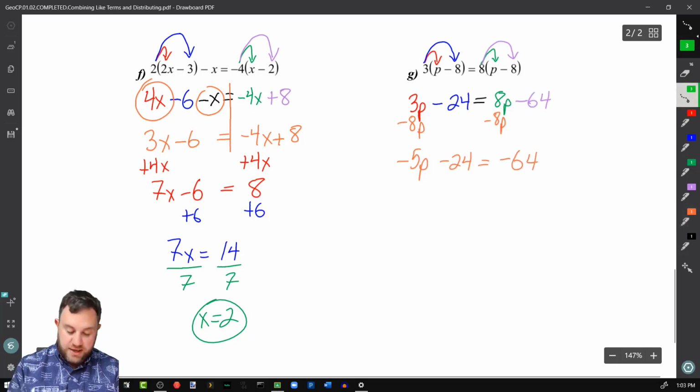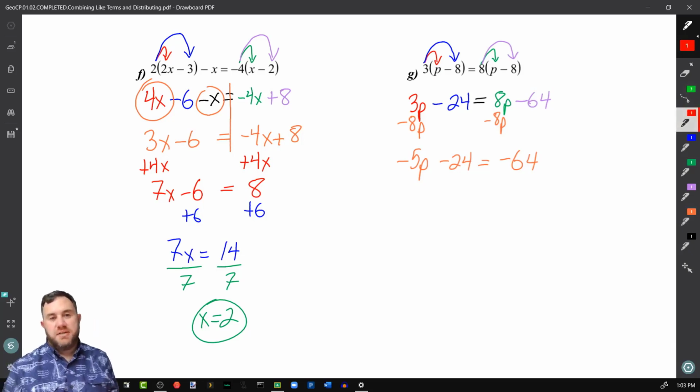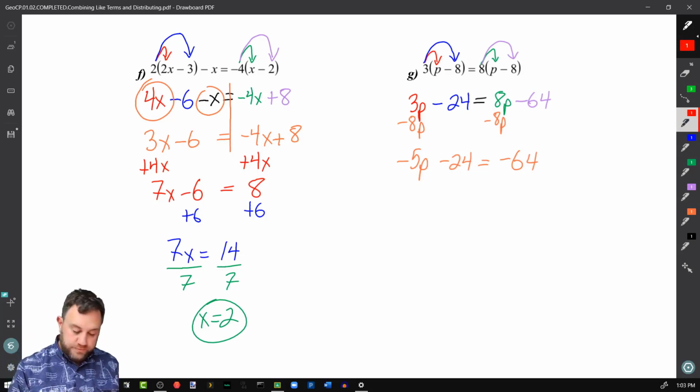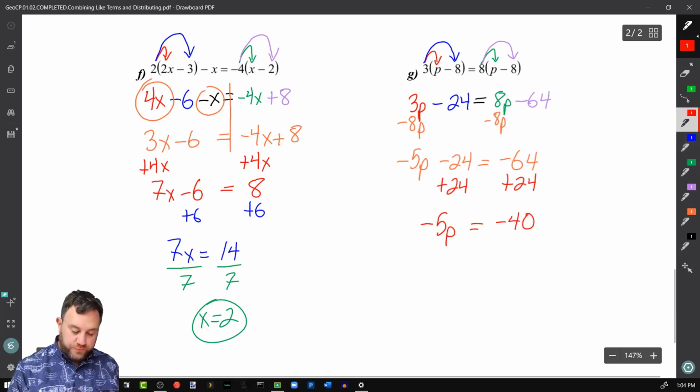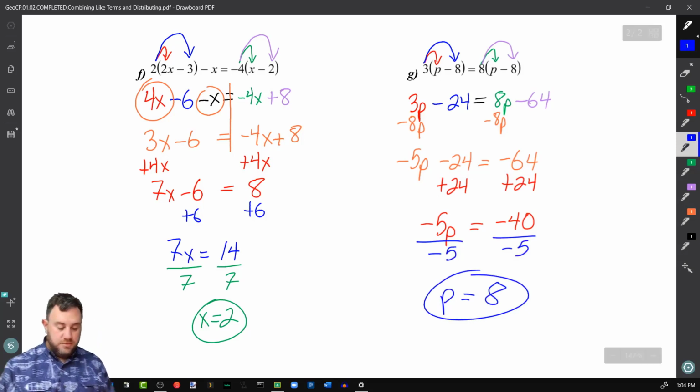Again, don't lose that negative sign. That's probably the biggest place some of you are going to make mistakes, is when you forget to bring down that negative sign. So just be careful. Our next step, we want to get rid of the 24, so we'll add 24 to both sides. That'll give us negative 5p equals negative 40. And finally, we will divide both sides by negative 5, so p is going to be 8.